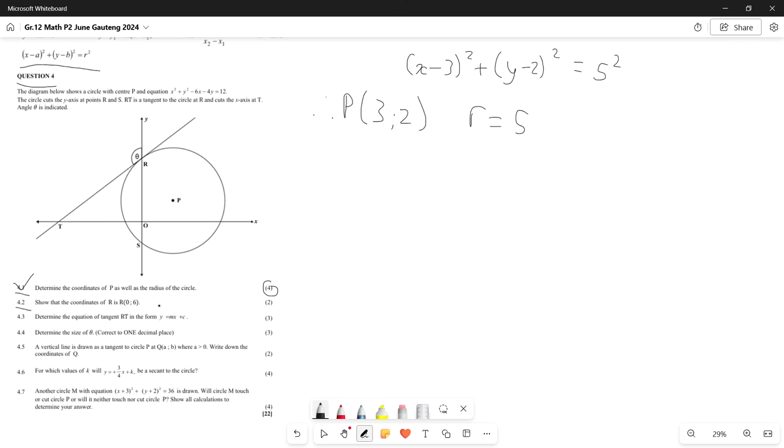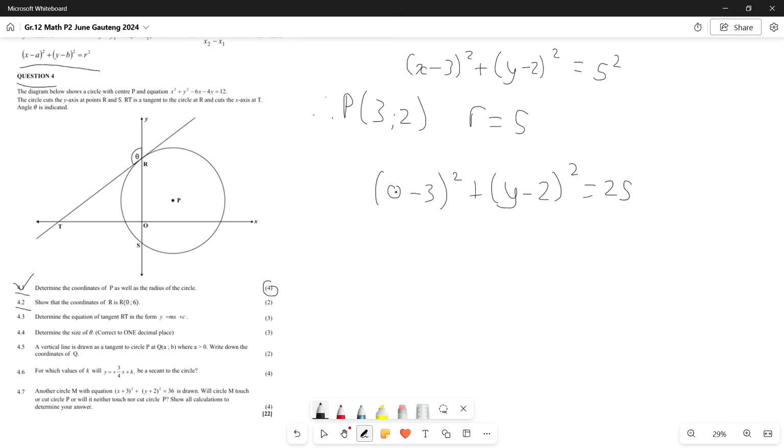It says, show that the coordinates of r over here is r, 0, and 6. So what we can do is we can then use our equation here. If we couldn't solve the equation, we could use this unsolved equation here and still solve it the same way. Because what we know about point r and point s as well is that the x value is 0. So that means we can just rewrite this equation down and plug in a 0 where our x value used to be.